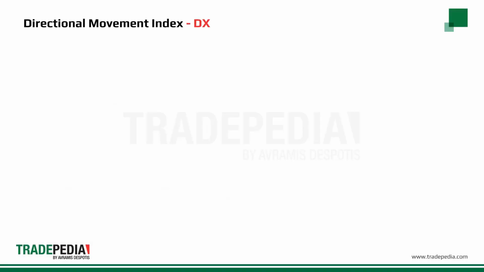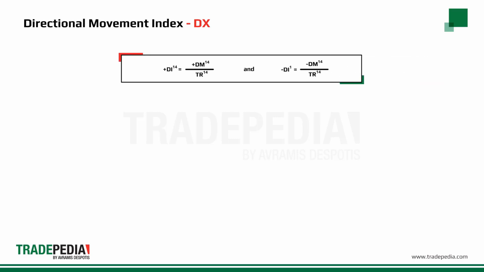The directional indicator, DI, is calculated by dividing the directional movement by the true range. But one day of directional movement does not make a trend. That is why Wilder recommended 14 periods to calculate the directional indicator.